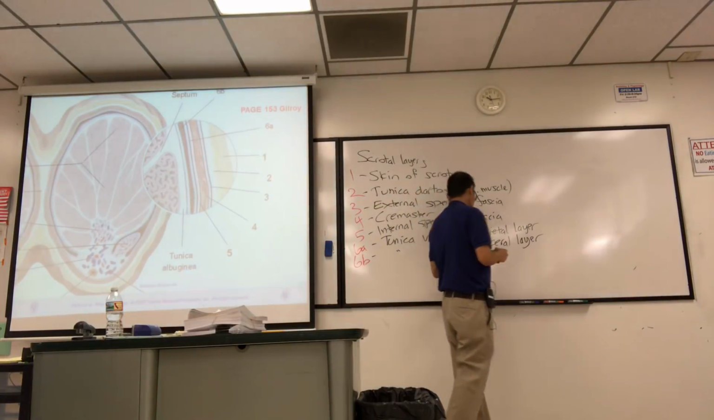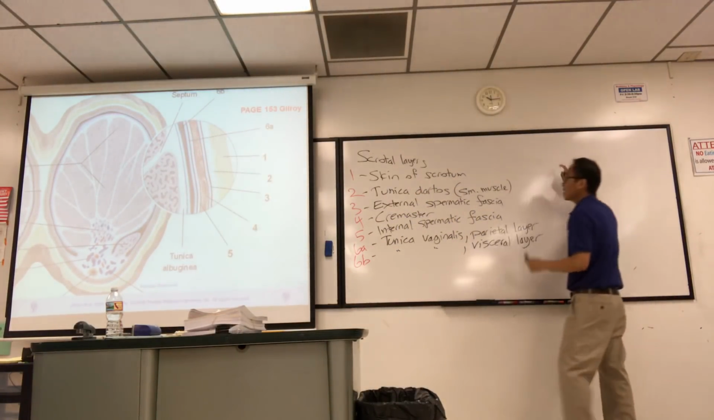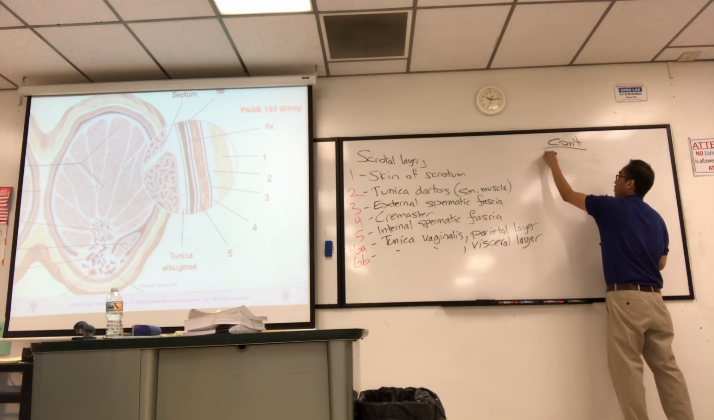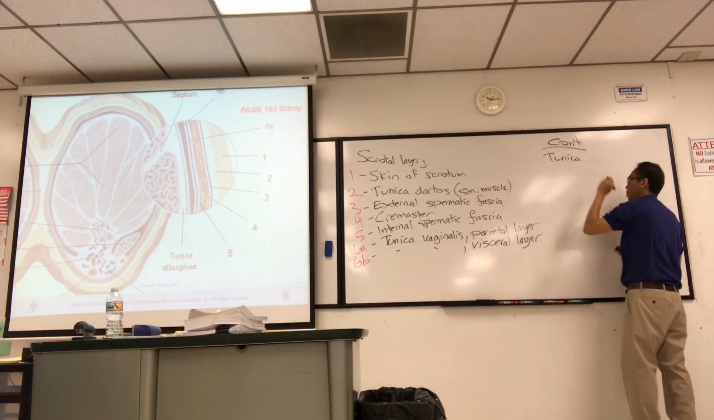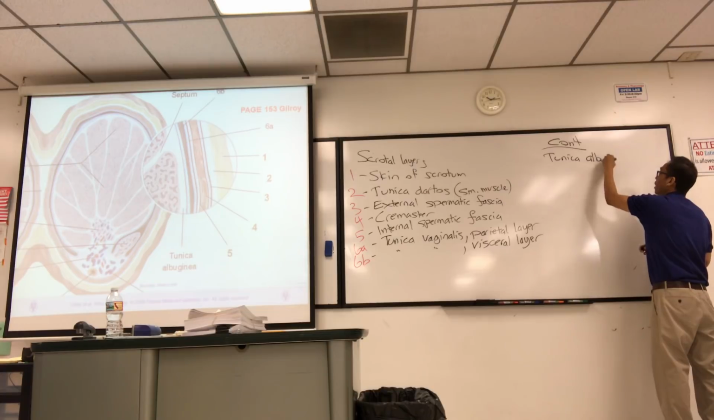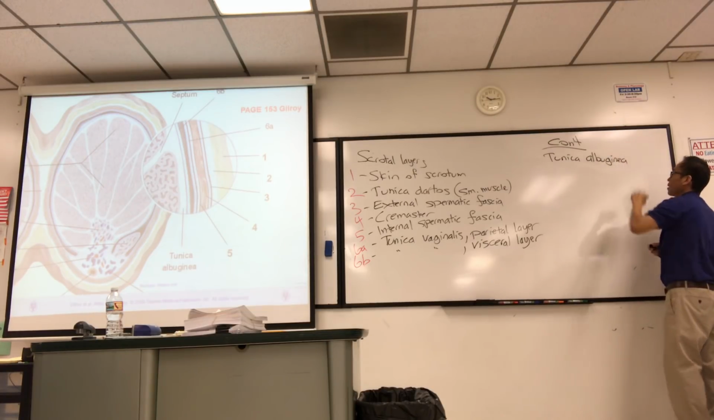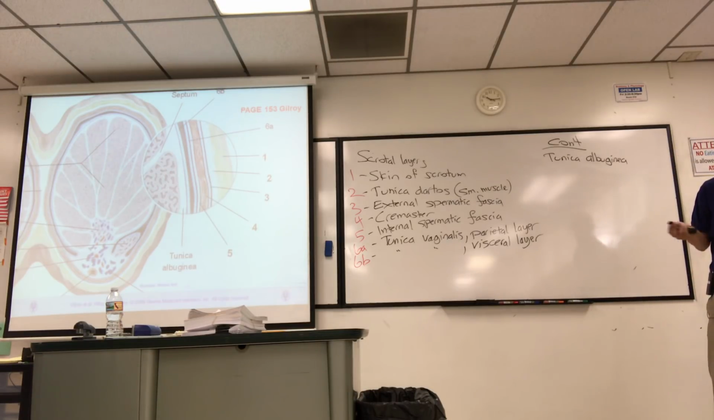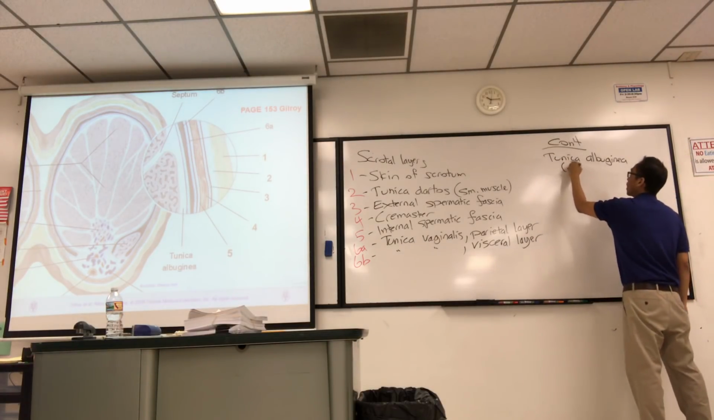So I'm going to continue on over here. The deeper layer is the tunica albuginea. Albino implies what color? White. It has a whitish color. And don't be confused. There's a tunica albuginea here in the testes, but there's also something called the tunica albuginea of the penis.